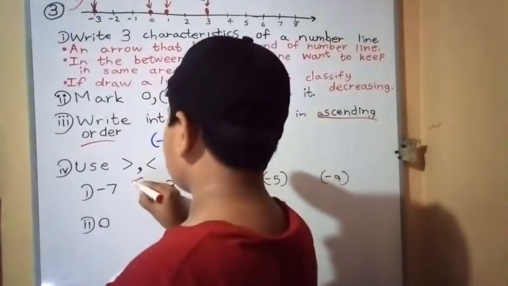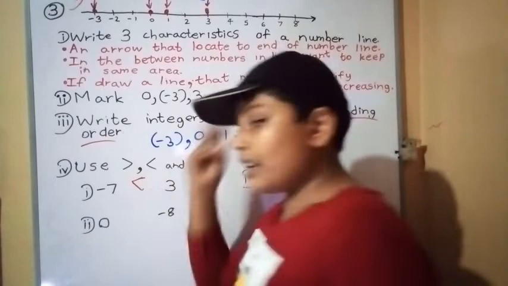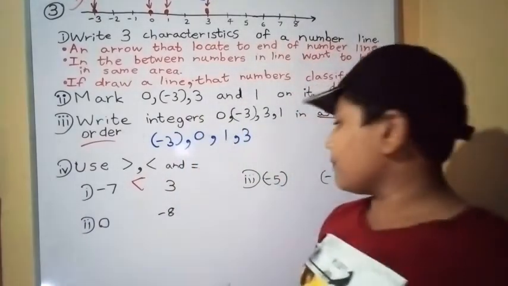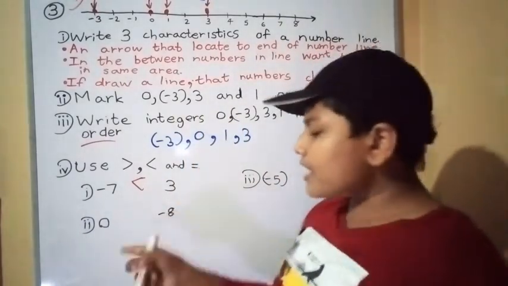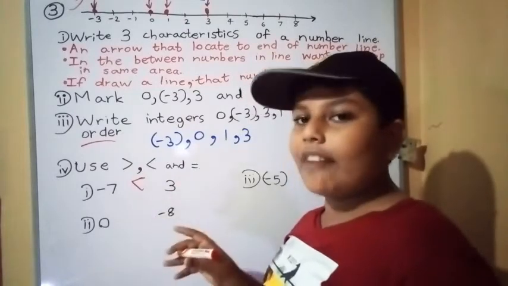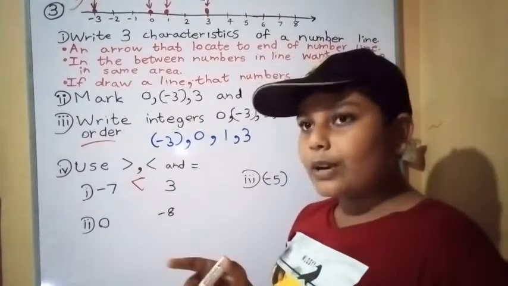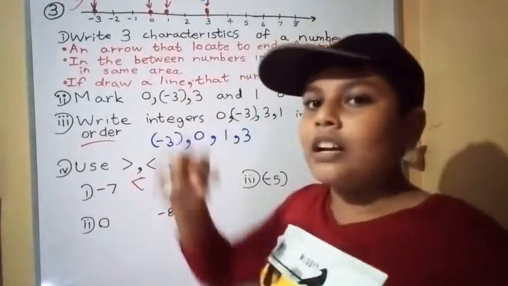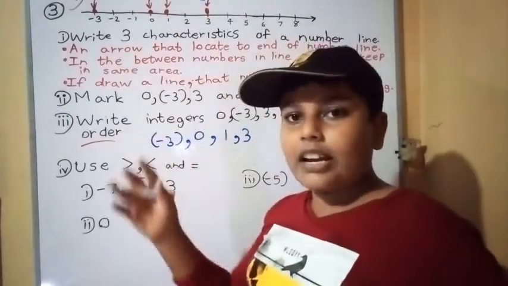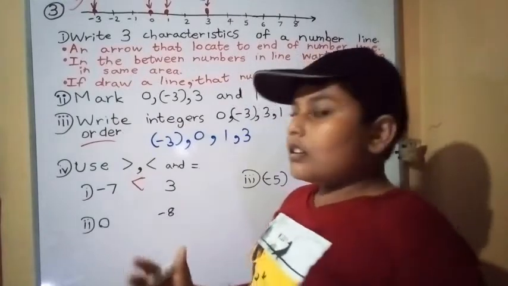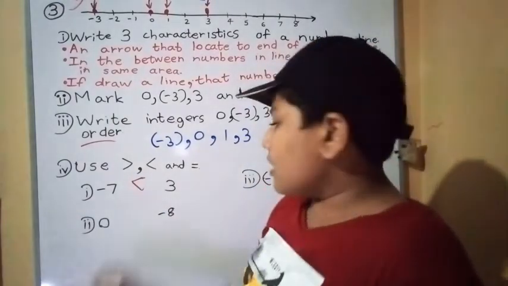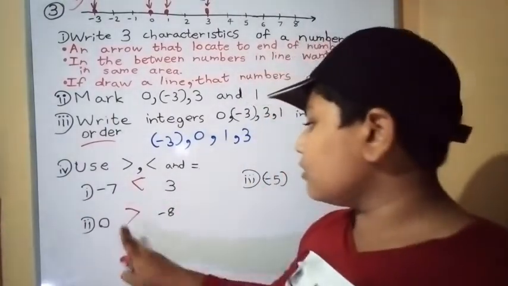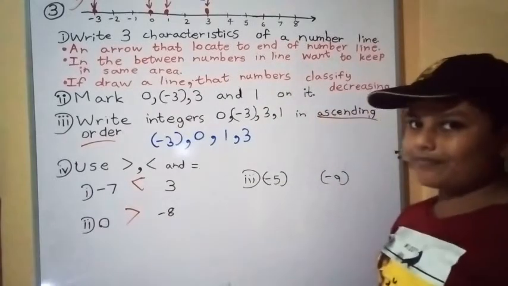Now less than because the negative number is small, right? Second one, 0 and negative 8 they have. Now 0 is there. Negative 8 means there. Now 0 is greater than that. Now negative 8 is smaller than 0, right? Now 0 is greater than negative 8.